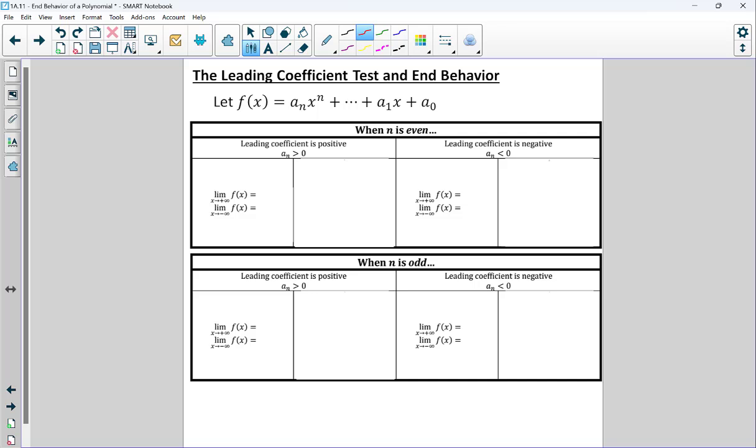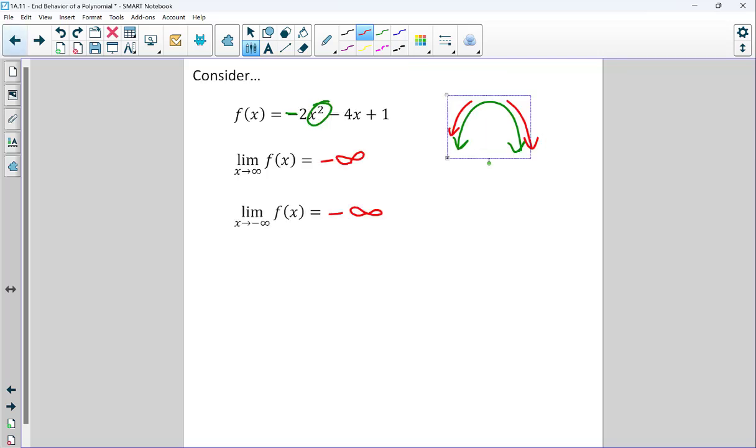For a polynomial, remember that a polynomial is just a sum of a bunch of individual terms. A sub n, x to the n. X to the n represents the leading variable with the leading degree. A sub n represents the leading coefficient. So this is an nth degree polynomial. And then there's a bunch of other terms. But as we saw, it's really only the leading term that tells me what I need to know. The negative 4x and the positive 1 don't tell me what the end behavior is actually doing.